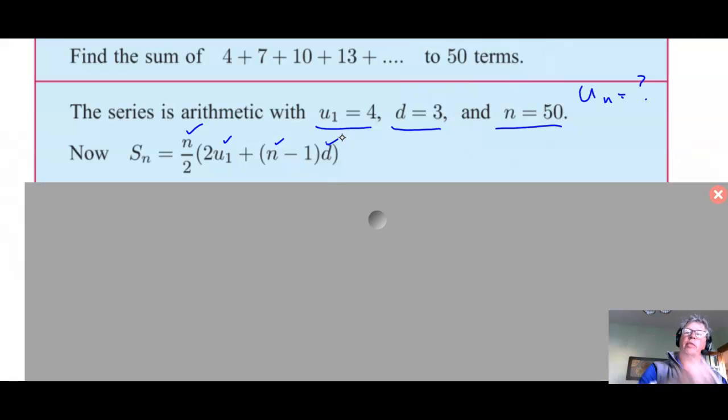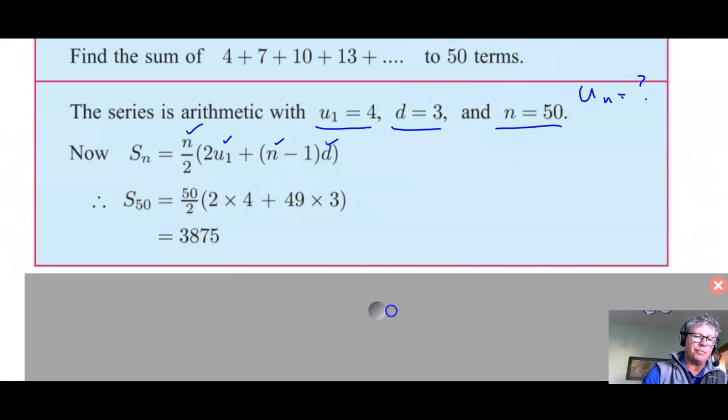All right. The reason I showed you the other one first is I want you to know they both work. And sometimes one works better than the other, but it's always okay to use both methods. Plug and chug, 3875. All right.